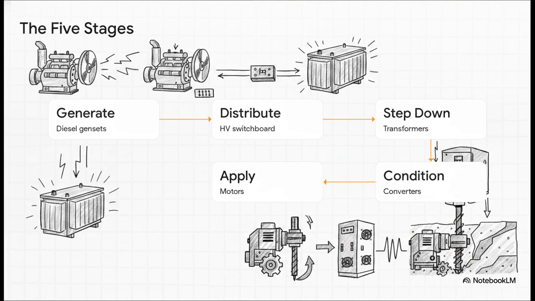So, the big takeaway here is that power flow shouldn't be some abstract engineering phrase to you anymore. It's a permanently changeable concept. Let's do a quick recap of the 5 stages we've conquered. Diesel gensets generate the power. The high-voltage switchboard distributes it. Transformers step the voltage down. Converter panels condition it into variable frequency AC. And finally, drilling motors apply it, turning it into raw torque. You have just mastered the foundational knowledge of how these mechanical systems get their power.